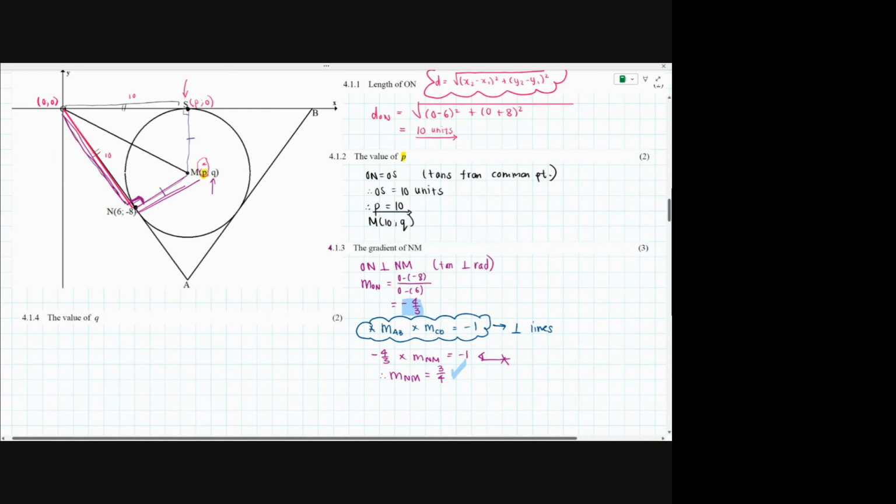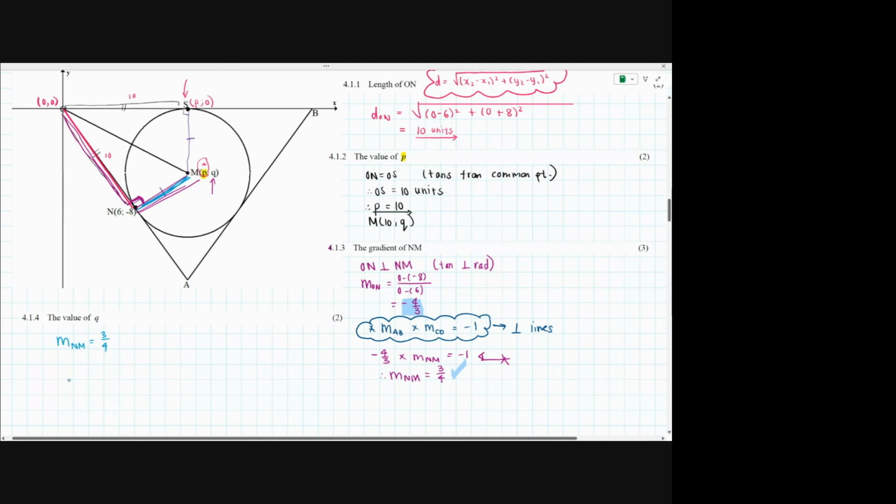We don't know the distance of our radius, so we don't necessarily know how long our radius is, so that's not going to help us. The center of your circle is the midpoint of your diameter. We don't have a diameter, so that's not going to help us. The only thing that really is going to help us is the fact that we've just worked out the gradient. So we have just worked out the fact that our gradient of MN is 3 over 4.